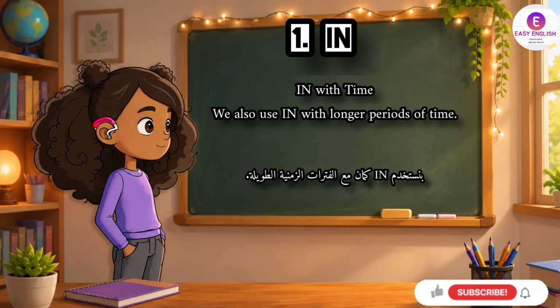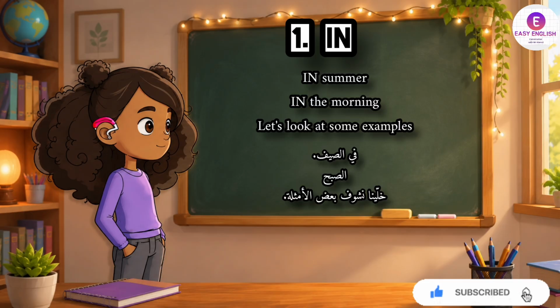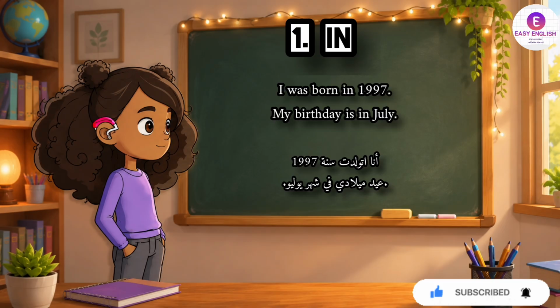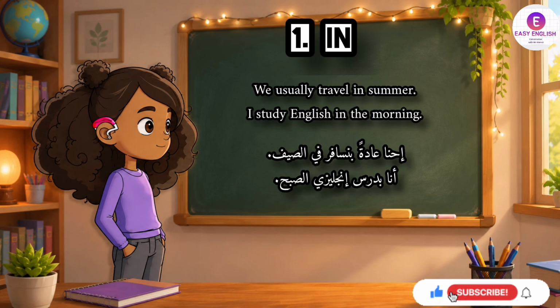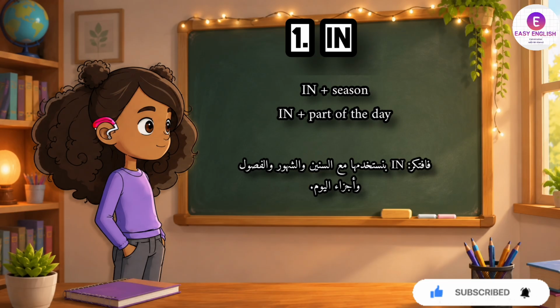In with time. We also use in with longer periods of time. For example, in 2026. In July. In summer. In the morning. Let's look at some examples. I was born in 1997. My birthday is in July. We usually travel in summer. I study English in the morning. So remember, in plus year, in plus month, in plus season, in plus part of the day.